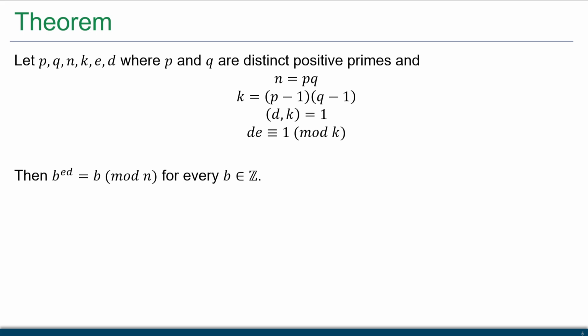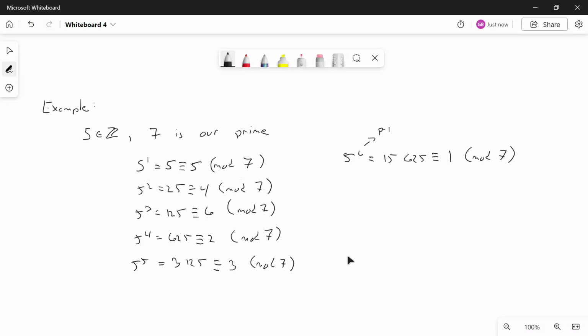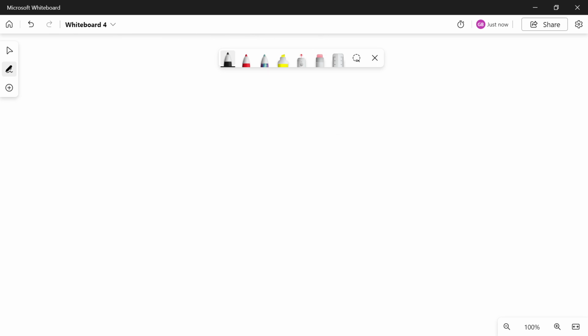So let's prove this one, since it's the basis for everything here. All right, so proof. So we have a P and Q. These are our givens, distinct primes. We have K, which is equal to P minus 1, Q minus 1.